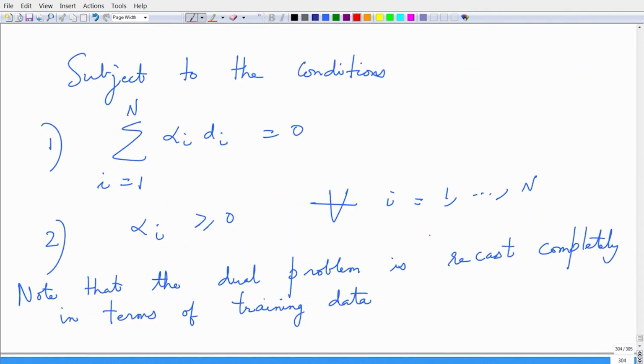Okay. What are the conditions? We have the same conditions. So, one is summation i equals 1 to n alpha i di equal to 0, because we are connecting alpha i and di. The other condition now is in terms of alpha i's, and alpha i is greater than or equal to 0 for every i equals 1 to n.